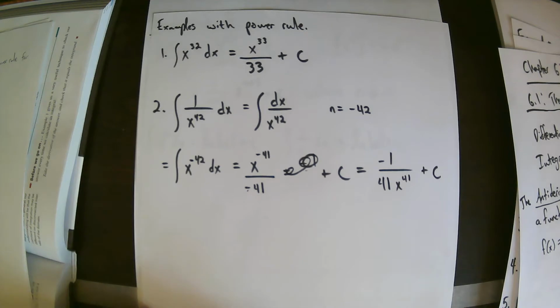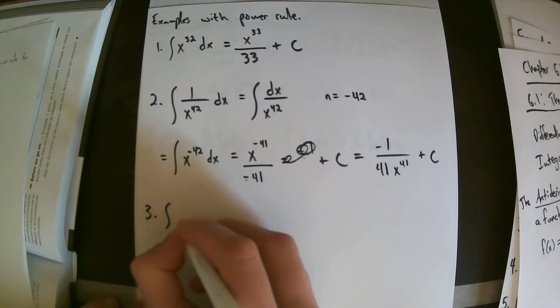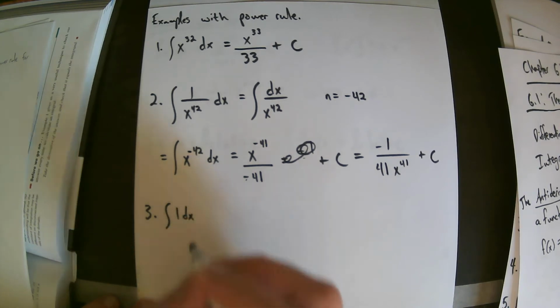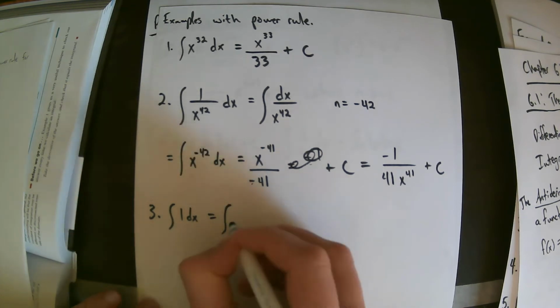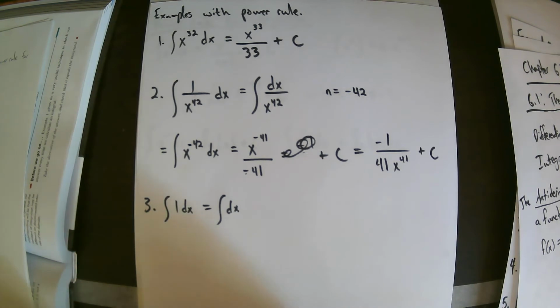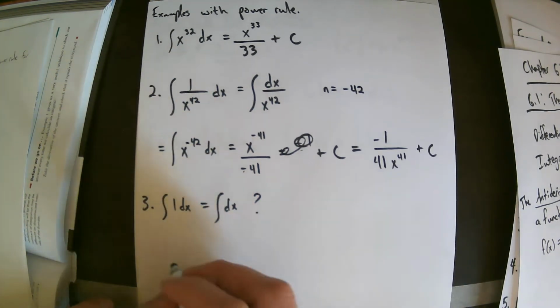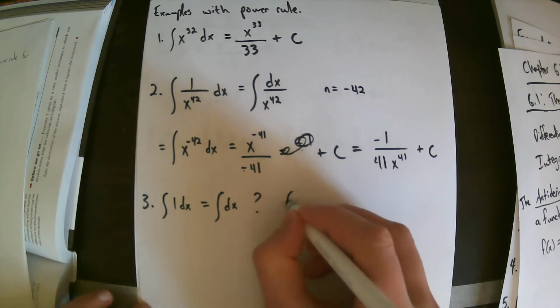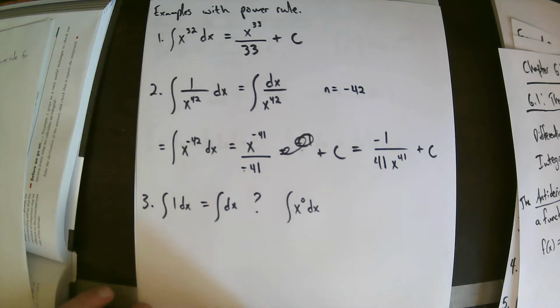Okay, let's try number 3. This is an interesting one. How about integral of 1 dx? Just a 1. Or this can even be written as, if I suppress that 1, just integral of dx, which looks like some kind of mistake, right? But it really is the same as integral of 1 dx. So what is going on here? Well, the way I can think of it is x to the 0 dx.